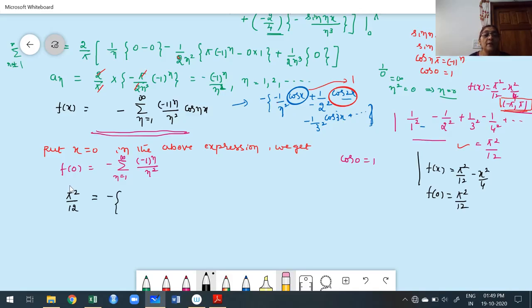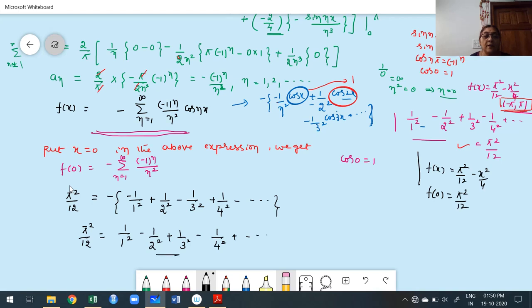Now once you expand the series, what happens? Minus 1 by 1 square. Now put n is equal to 2, minus 1 whole square is plus, so 1 by 2 square. Put n is equal to 3, minus 1 whole cube is minus, so minus 1 by 3 square, plus 1 by 4 square, minus etc. You multiply the minus sign, and what we get is pi square by 12 is equal to 1 by 1 square, minus 1 by 2 square, plus 1 by 3 square, minus 1 by 4 square, plus etc. This is where we are expecting the deduced part.